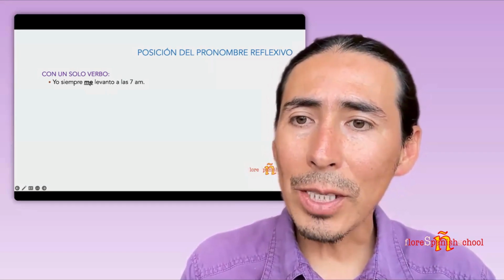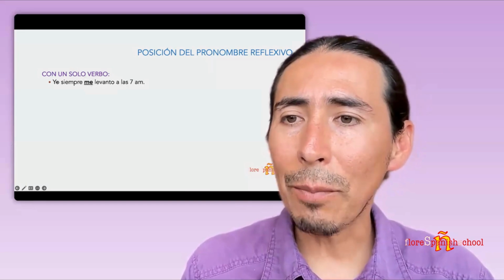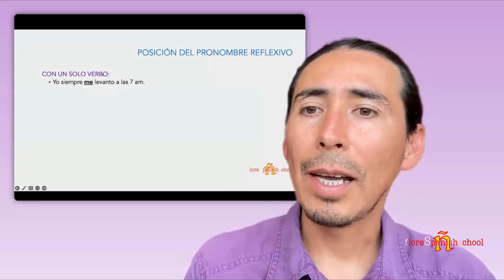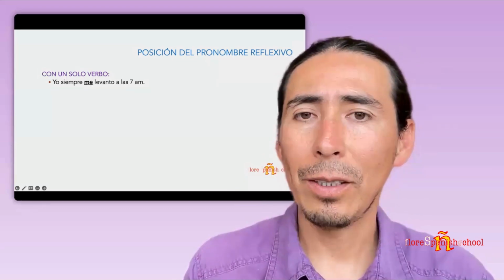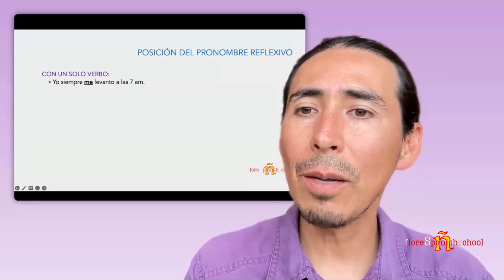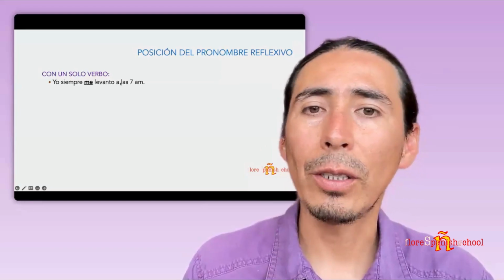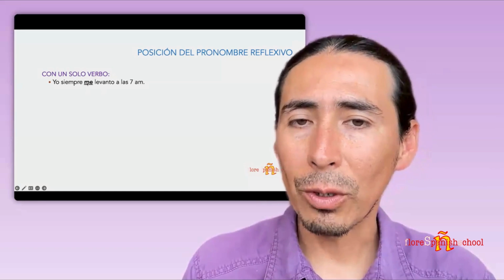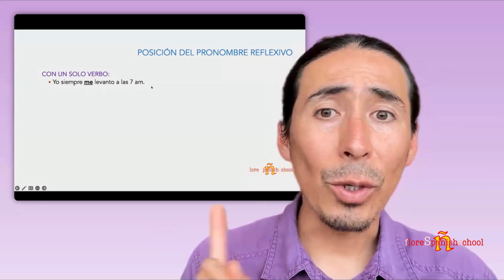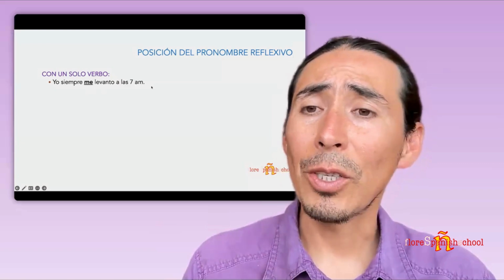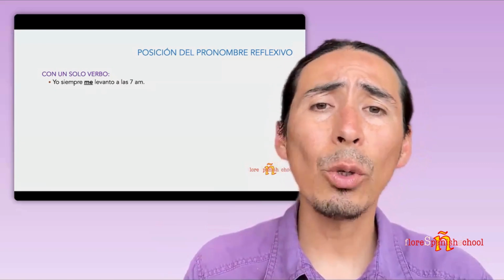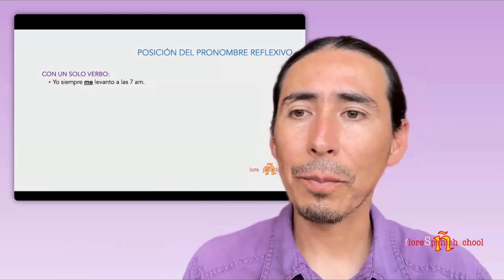So the pronoun is always between the subject, yo, tú, él, and the verb. It's always there. So you will never say yo siempre levanto me. No, no, no, never. It's always before. And this is when we have just one verb. Remember, yo siempre me levanto a las 7. Yo me levanto, tú te levantas, él se levanta.